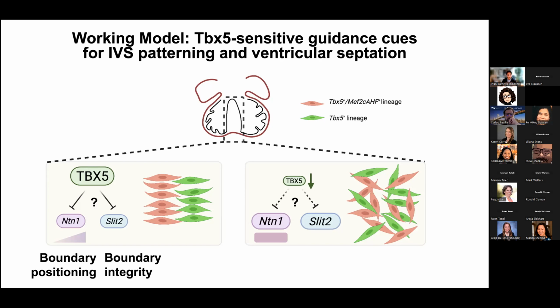I didn't have time to show you, but we have evidence that TBX5 likely directly regulates Netrin-1 and SLT2 because chromatin occupancy of TBX5 is at the promoters of both Netrin and SLT. And then in the context of reducing the levels of TBX5, you take off this brake and you have a misexpression of SLT2 into the interventricular septum, and then you have this abnormal expression of Netrin-1, and this leads to mixing that interrupts both boundary positioning and boundary integrity.